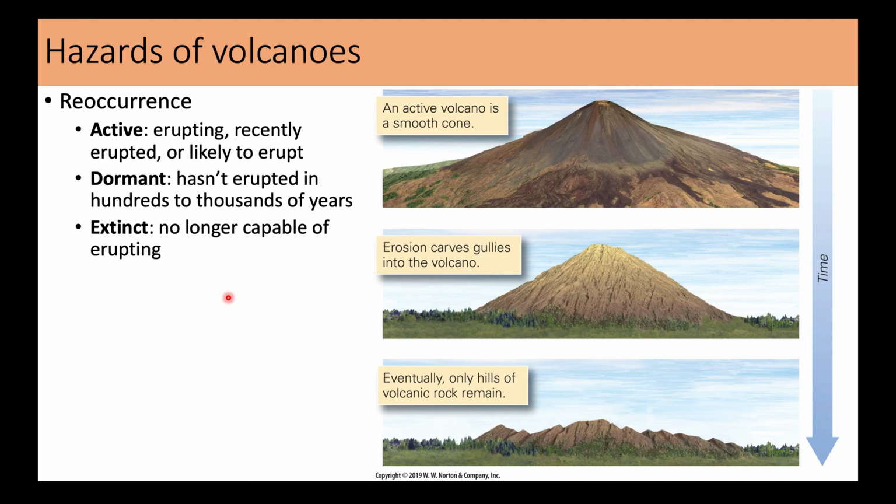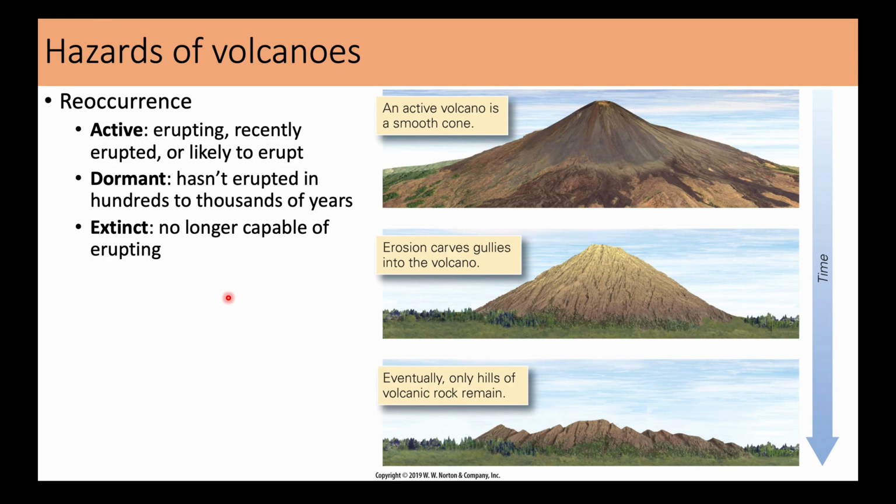One thing to always think about is reoccurrence. An active volcano is a volcano that is actively erupting. It's recently erupted, or it's likely to erupt any time soon. A dormant volcano is one that we consider hasn't erupted in hundreds to thousands of years. An extinct volcano is a volcano that's no longer capable of erupting.